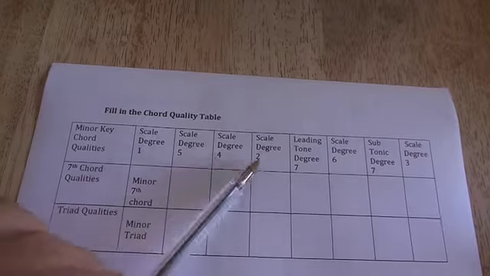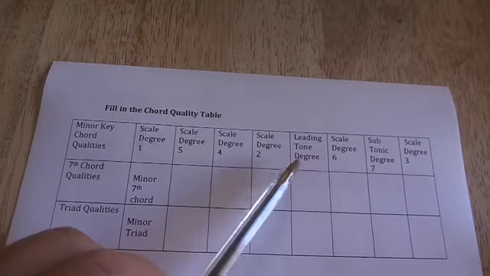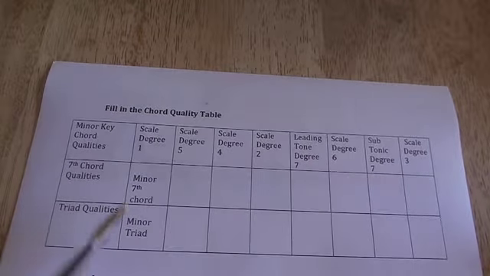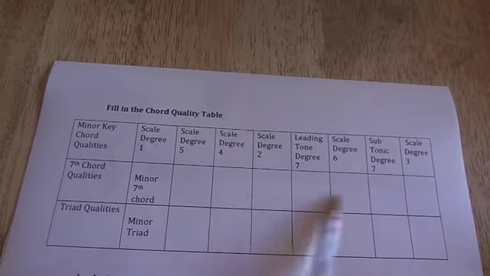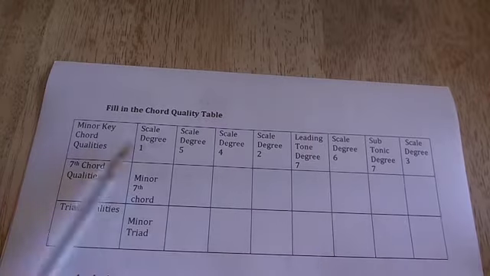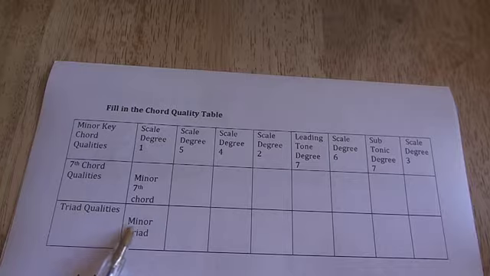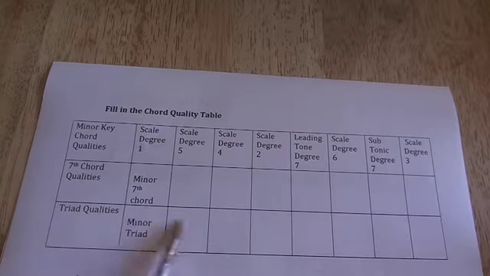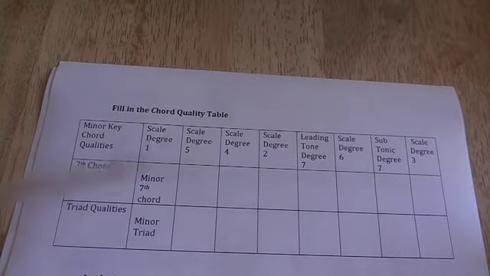So make sure that you're looking at the scale degrees. This is leading tone, that's subtonic, and you're telling me what kind of 7th chord this would have on those scale degrees if we were in a minor key. And then if it was just a triad, not a 7th chord, what would that be? There's some examples right there.